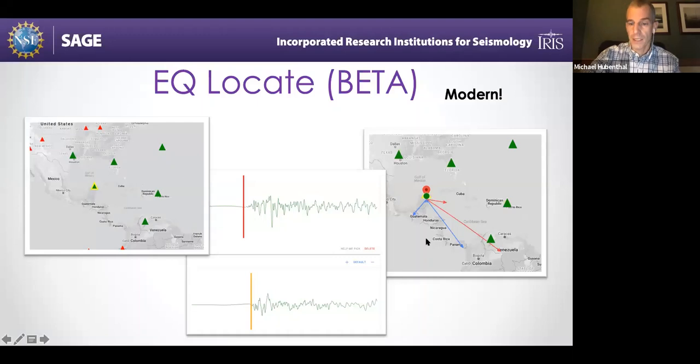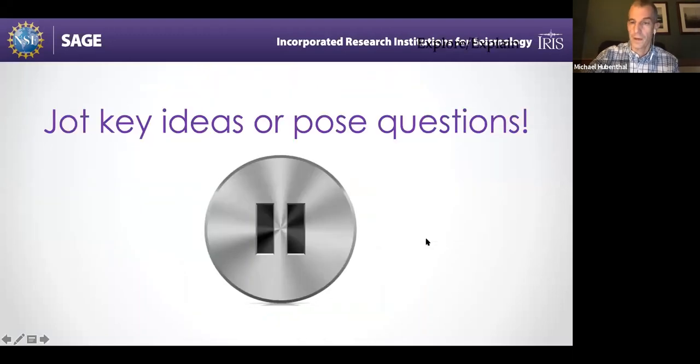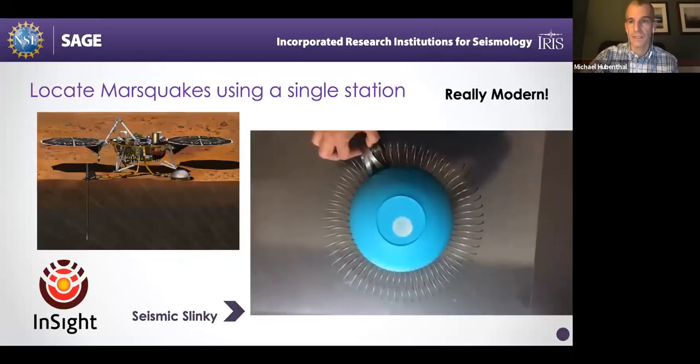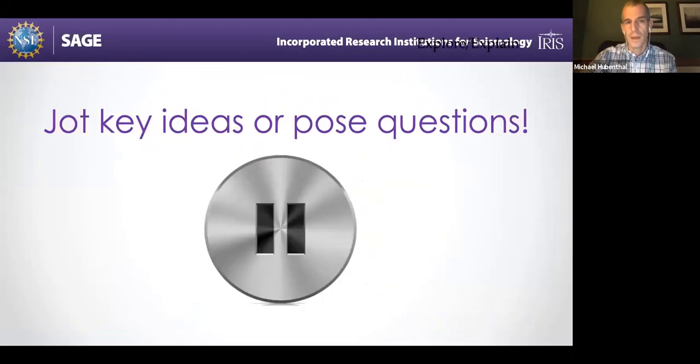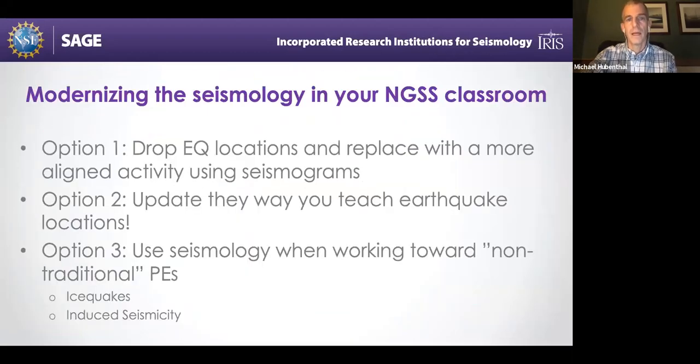So that's how we actually are locating earthquakes. And just for the sake of time, we ask for a couple of examples. In my slide deck are how you can get to Mars data, but because the question came up, here's an example of where we could work towards using non-traditional performance expectations.